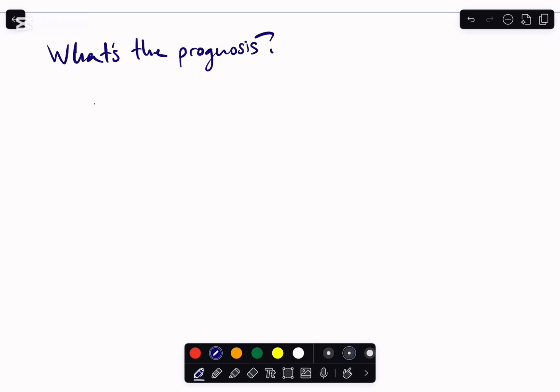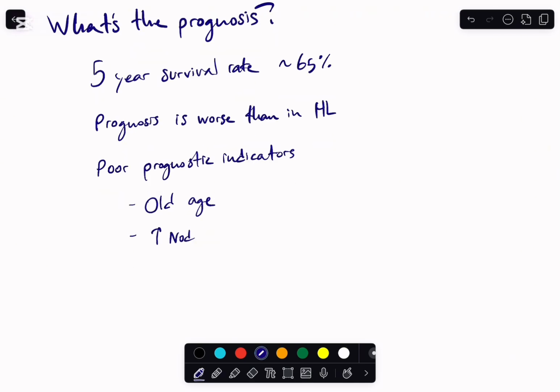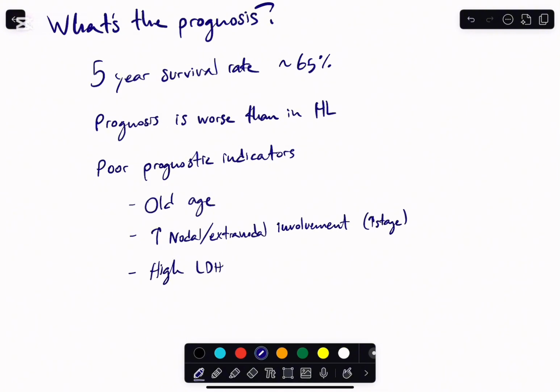The prognosis in case of NHL, 5-year survival rate is approximately 65%. The prognosis is worse than Hodgkin's lymphoma, and poor prognostic indicators includes older age, more nodal or extranodal involvement, and high LDH and beta-2 microglobulin levels.